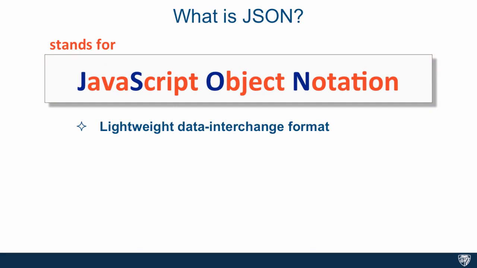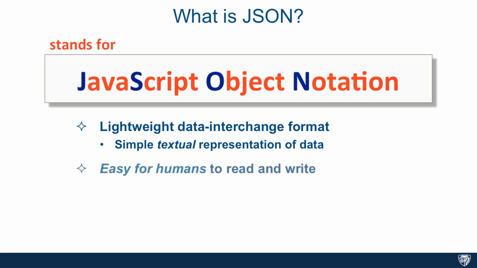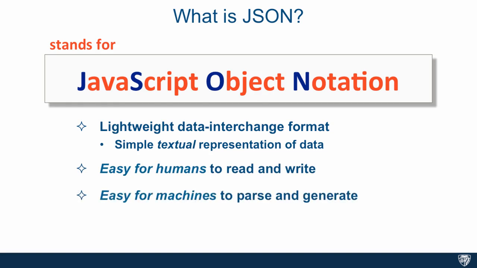And I'm taking this directly from json.org. It is a simple textual representation of data. It can't really get any simpler than this. And it's great for a couple of reasons. Number one is it's easy for humans to read and write JSON, and it's easy for machines to parse and generate JSON.